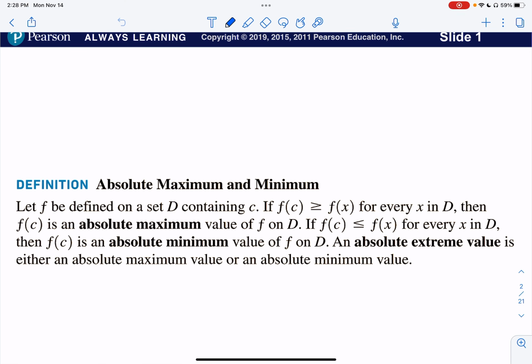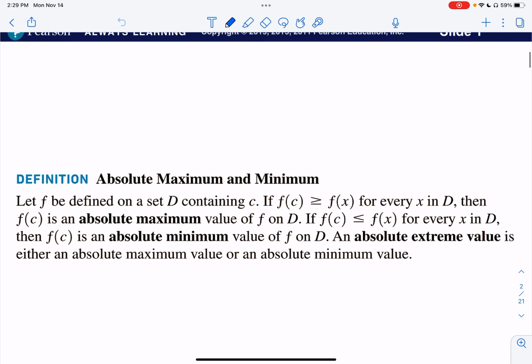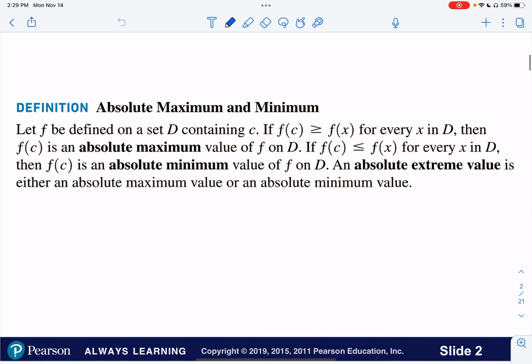Let f be defined on a set D containing C. If f of C is greater than or equal to f of x for every x in D, then f of C is the absolute maximum value of f in D. And if f of C is less than or equal to f of x for every x in D, then f of C is an absolute minimum value of f in D. An absolute extreme value is either an absolute maximum or absolute minimum. Sometimes you'll see them as absolute extrema, written like this, when we're talking about both of them.